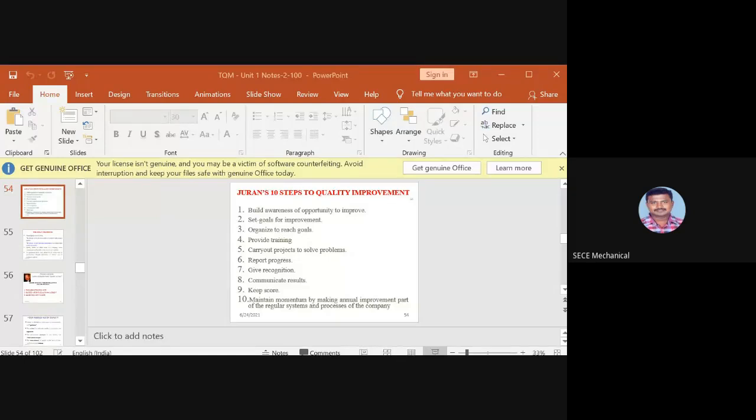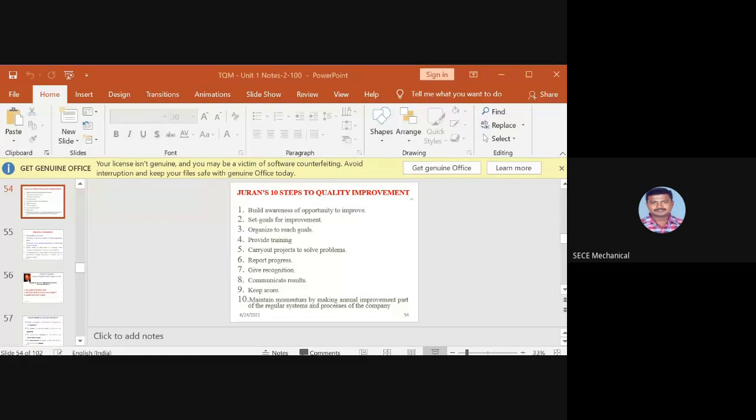Next is organize to reach the goals. After goals are set by the industry or organization, we will organize things to reach or achieve the goals. The next is train. There may be some goals that cannot be achieved by the already existing workers. So if you want any training in that particular area for the employees present in the industry, we can provide training to the employees.